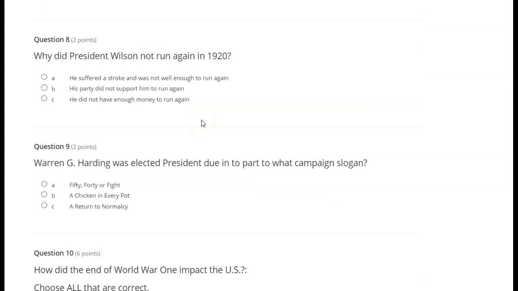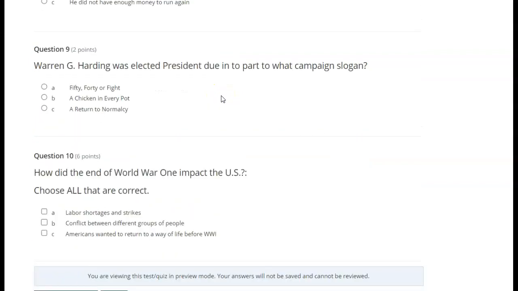Why did President Wilson not run again in 1920? A. He suffered a stroke and was not well enough to run again. B. His party did not support him to run again. C. He did not have enough money to run again.